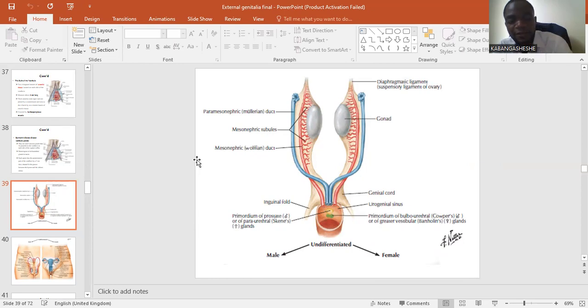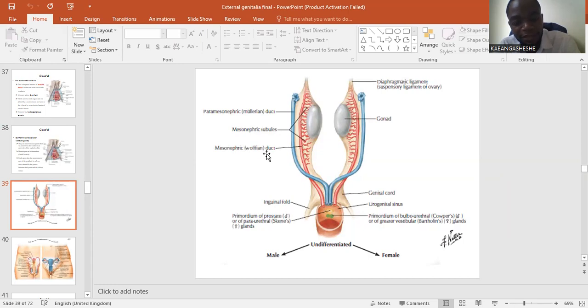Now, around the 21st day of life, all the way to the 30th day of pregnancy, there are two tubes that form in the growing fetus. We call them the paramesonephric duct, or easily remembered as the Mullerian duct. There's also a mesonephric duct, or easily remembered as the Wolffian duct. So there are two ducts, Wolffian and Mullerian. Whether the fetus is male or female, they're going to have these two tubes. At this stage, the body doesn't know whether it is male or female.